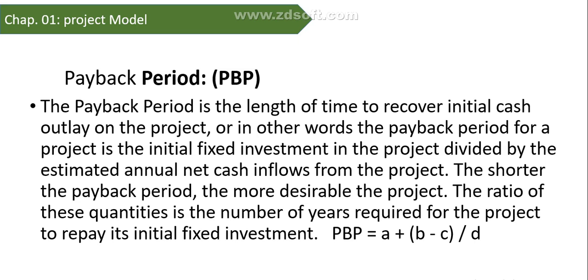B is the initial investment. C is confirmed cash received. And D is next year cash flow. Very simple. A, confirmed time period. B, initial investment. C, confirmed cash received. And D, next year cash flow.